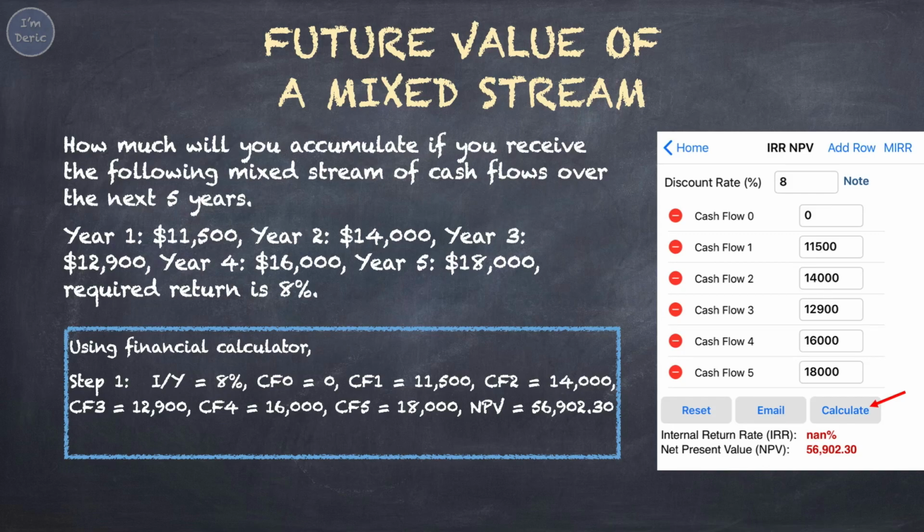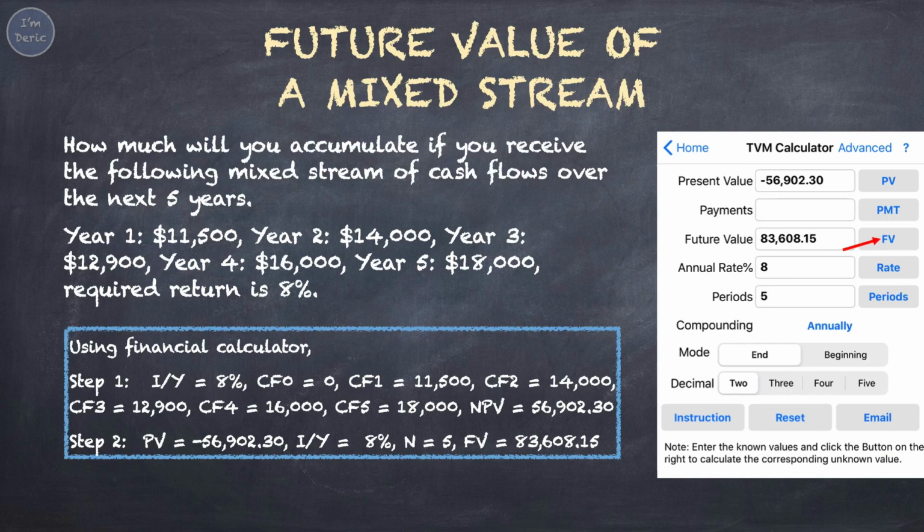Then press calculate, you will get the NPV. After this, go to step 2, key in PV, that is the NPV that you just calculated, put it in negative. Then, IY equals 8%, N equals 5. Last step, press FV, you will get the answer. This is the future value of a mixed stream.